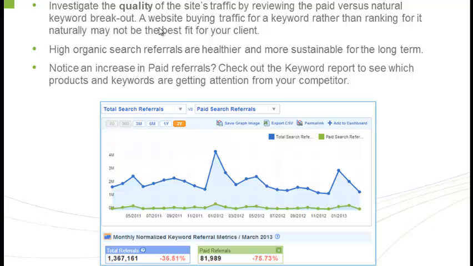Also, if you notice a big spike in paid search referrals at any point, you should definitely check out the keyword report to see which products and keywords are getting attention from your competitor. If you see a certain product that's of interest to you as well or to your client as well, and you notice that a competitor is bidding a lot on a certain keyword or really focusing on that product in their paid strategy, you might want to back off from that product for the time being because it's going to be more expensive for you, you're going to have more competition right now, so it can help you tailor your own search strategy, your own keyword strategy.